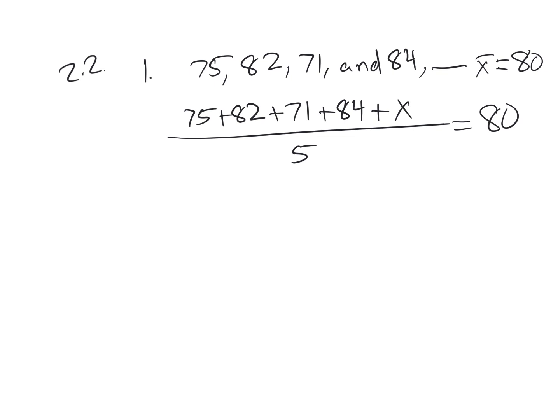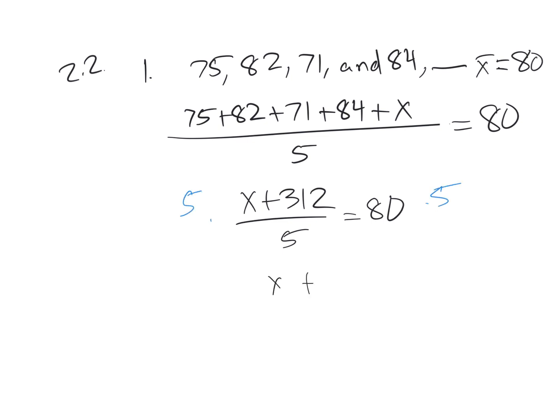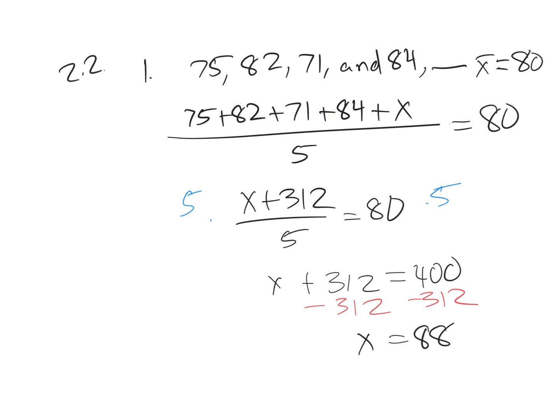Okay? So 75, 82, that's 157. 228. Is it 312? Anybody add those together? Yeah? Okay. So now we multiply by 5 on both sides. And that's x plus 312 equals 400. And we subtract the 312. Just algebra at this point. X equals 88. So show everything, all your work.